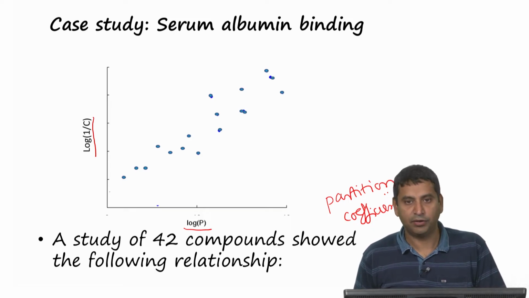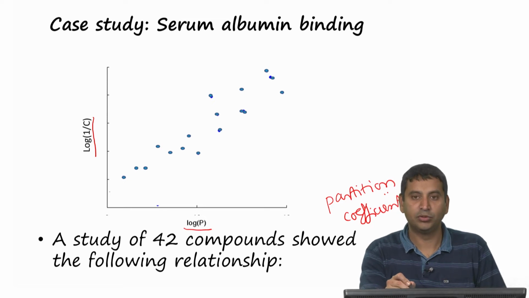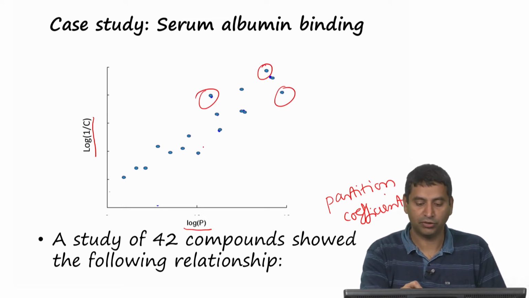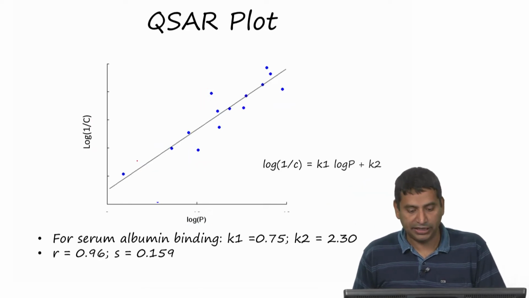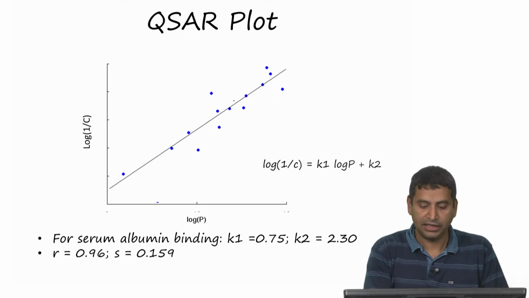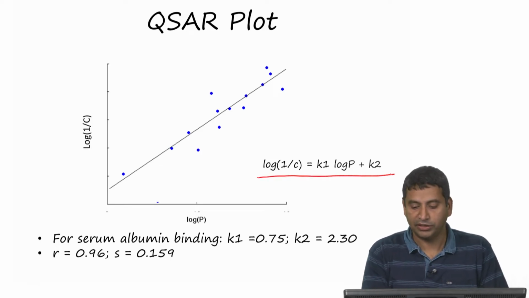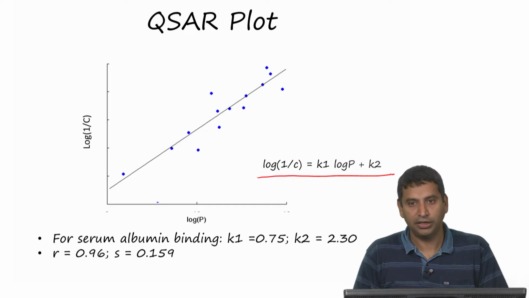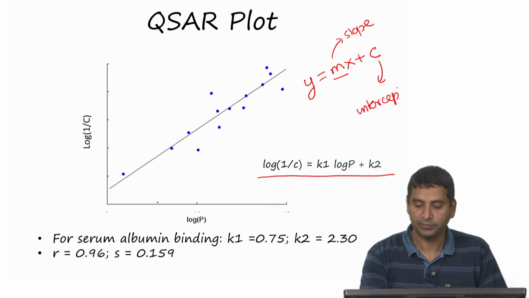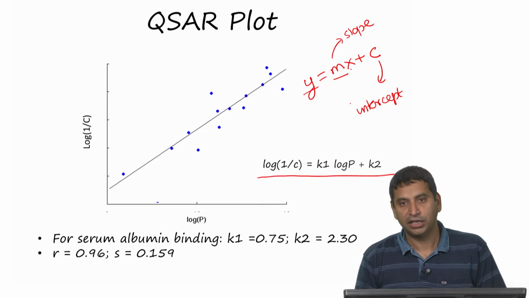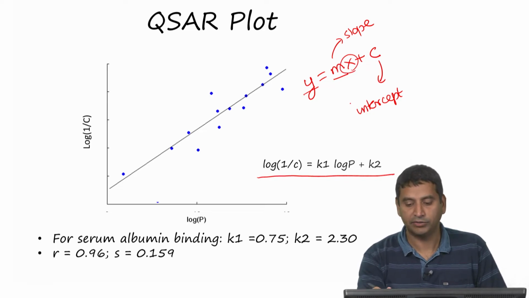So, in this particular study, each individual compound is represented by these dots, and as we discussed previously, by the experiment that I discussed earlier, these are the values that are determined. Now, if I fit a straight line to this, then I get an equation: log of 1 by C equals K1 into log P plus K2. So, this is of the form y equals mx plus c. Now, m is the slope and c is the intercept. Using this equation, I can study two variables, y and x.